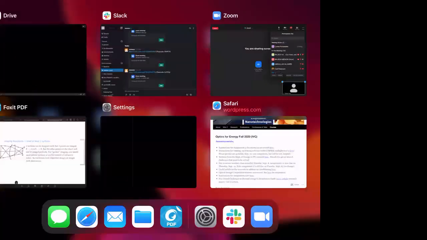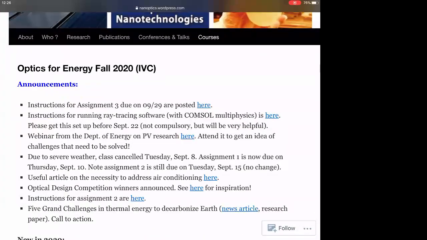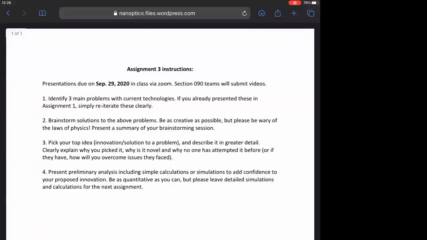Schedule right now. Okay, so let's look at the assignment 3 instructions first. If you click on it, let's open it up. So it's on Zoom, just in class in Zoom, just like the previous one. And the section 90 students will submit the videos just like last time. So the 4 steps that I outlined here.